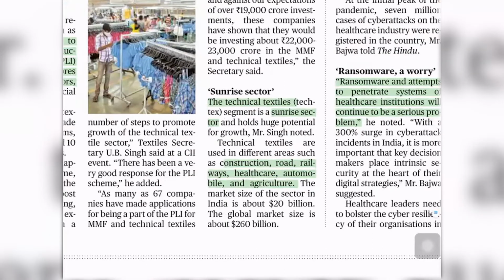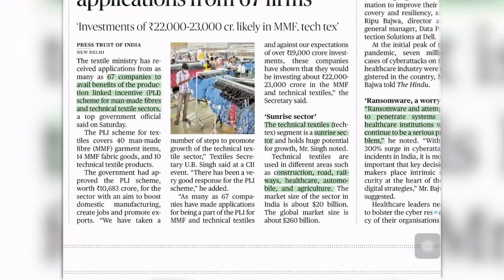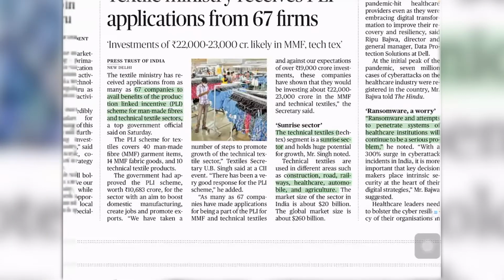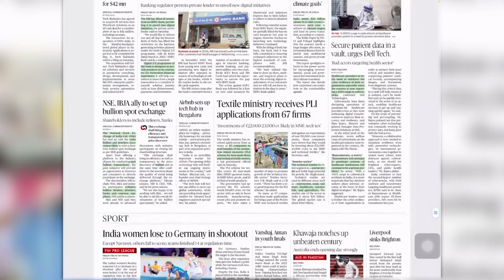This time a question might come in prelims related to textiles for two reasons. One is GST, the inverted duty structure related to textiles. The other one is product linked incentive schemes and man-made fiber. So PLI also covers man-made fiber and technical textiles, which is basically important.